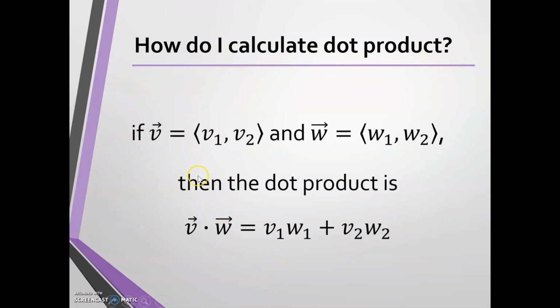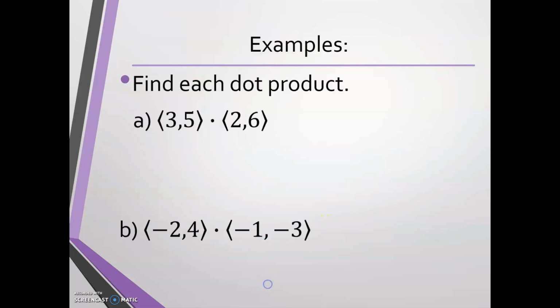Here are two vectors, vector v, vector w, both written in component form. The dot product is symbolized with that multiplication symbol between two vectors. And we start by multiplying the first components together, multiplying the second components together, and adding those two products. That gives us the dot product.